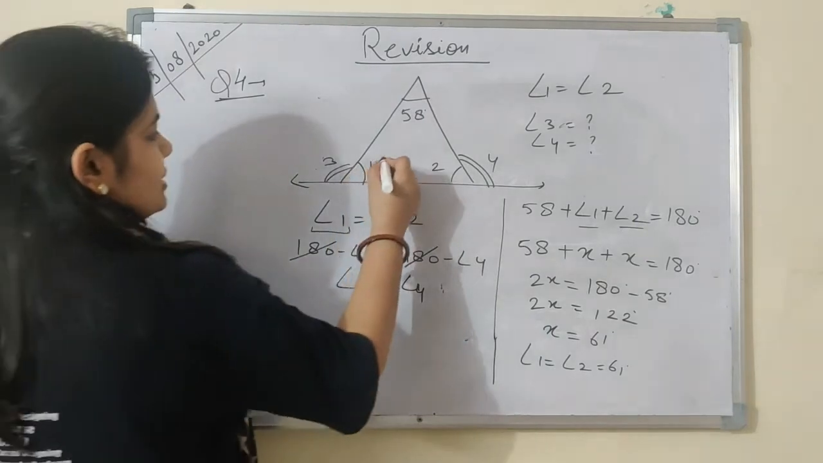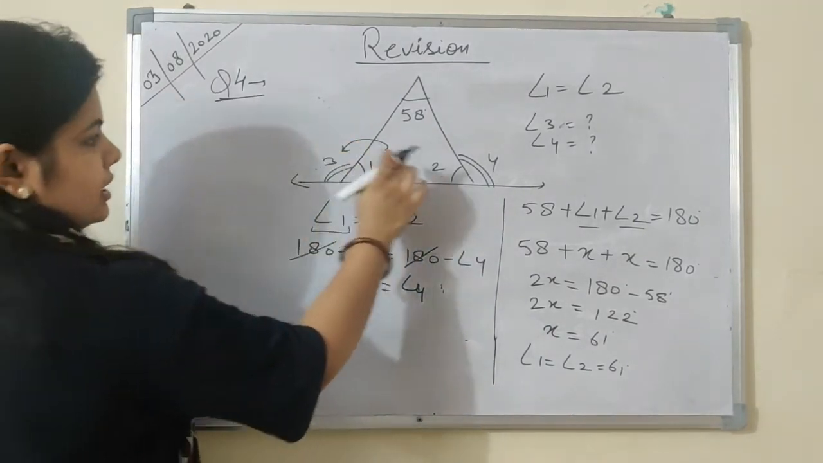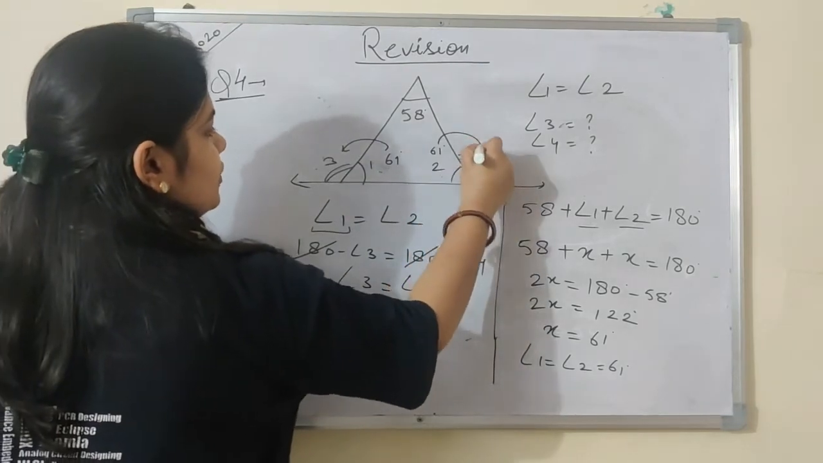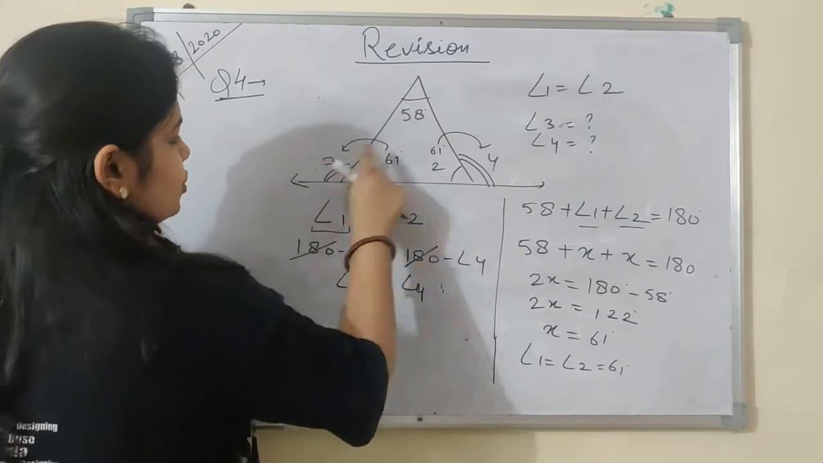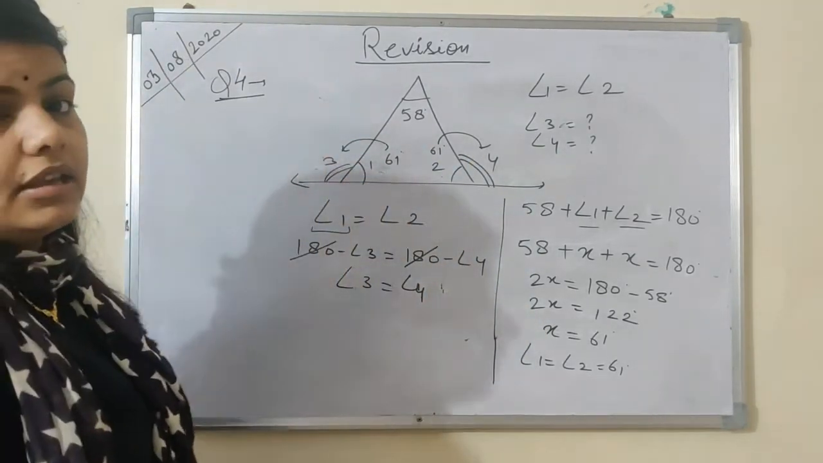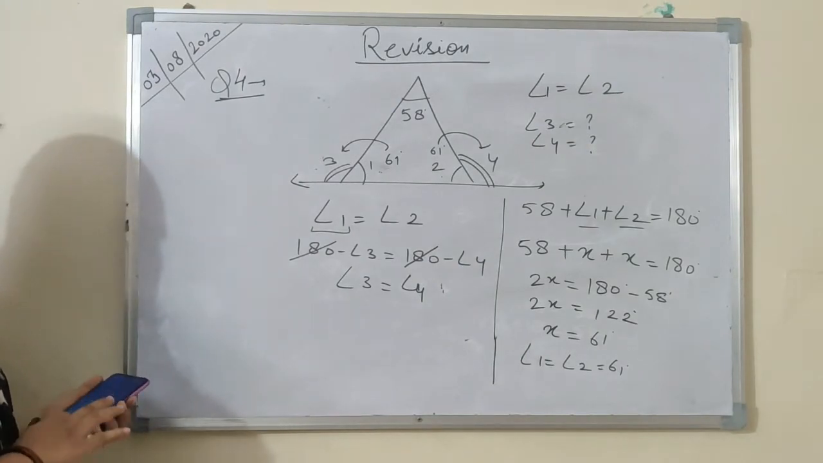Now, as this is 61, can you find angle 3 by linear pair? Yes. Similarly, as this is also 61, you can find the value of angle 4. And we know that both of them are equal, so you can check whether they are coming equal or not. So that is the answer. So I think it is clear.